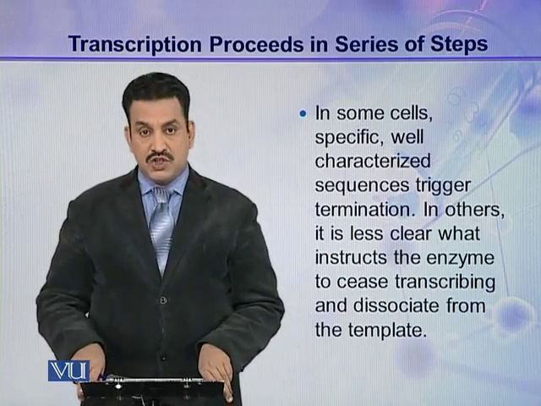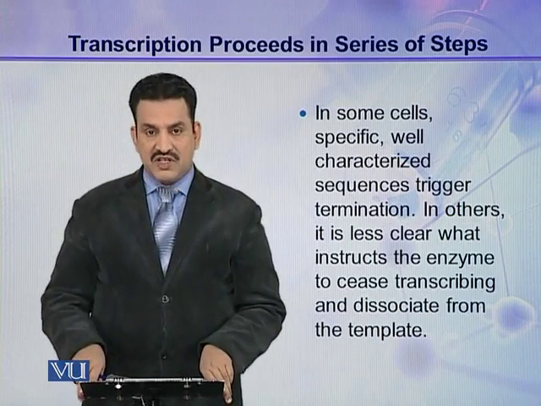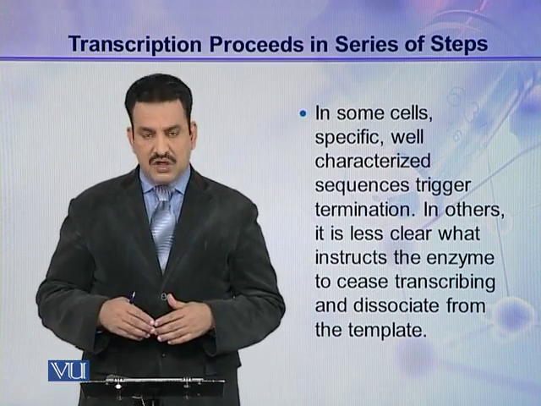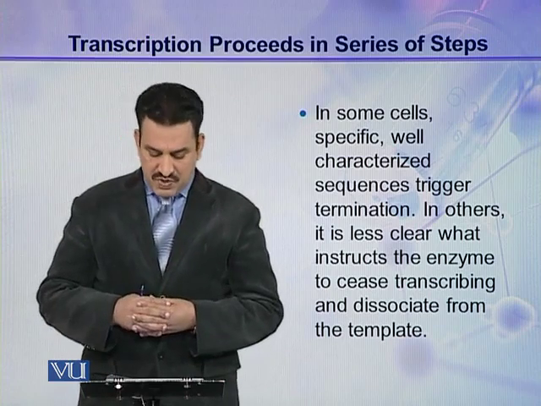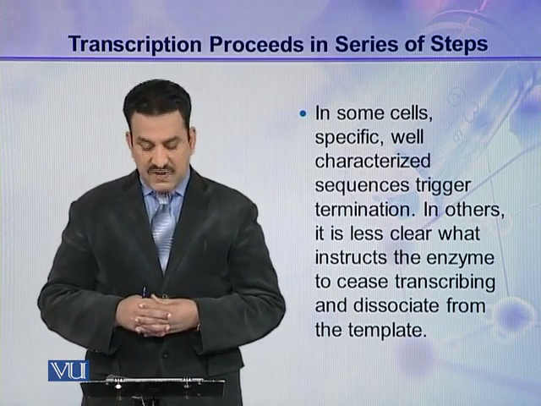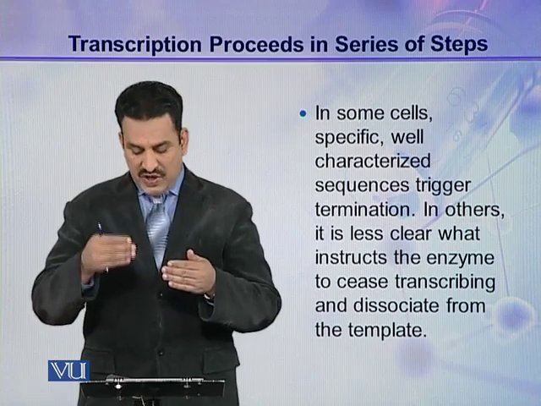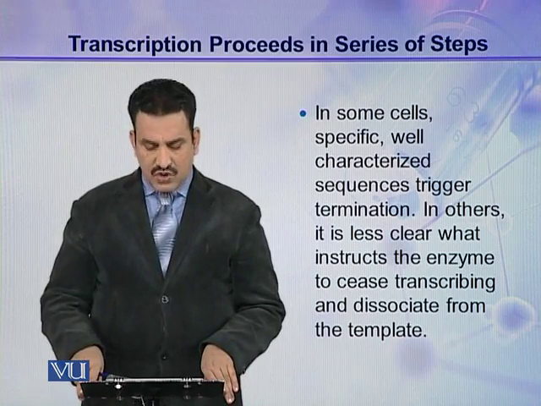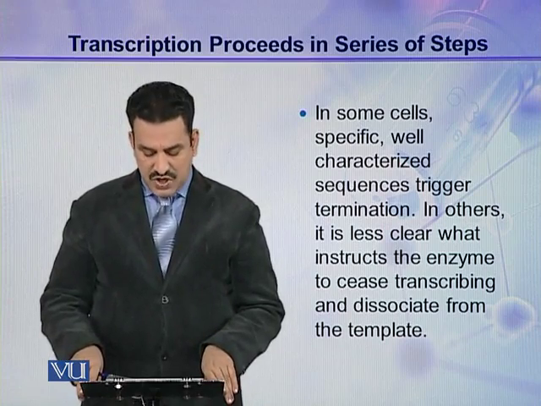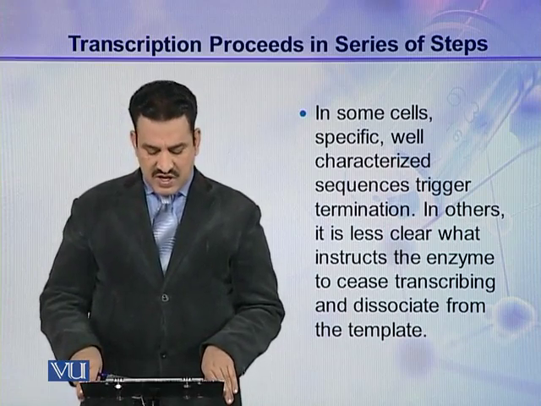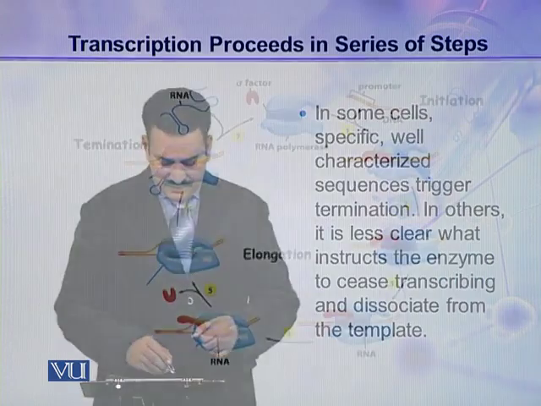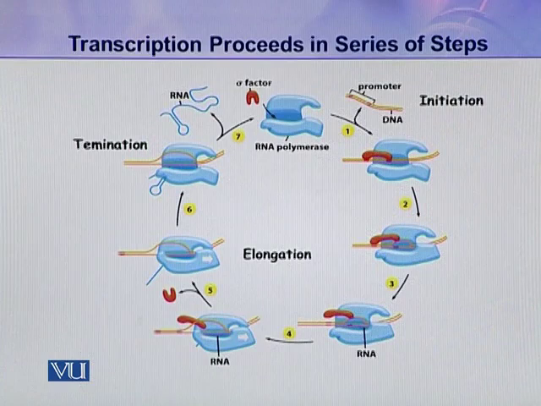In some cells, specific well-characterized sequences trigger termination. So this termination is brought about through some specific well-characterized sequences in the DNA. In others, it is less clear what instructs the enzyme to cease transcribing and dissociate from the template. It is unclear. So in this figure, you can see all the three phases.